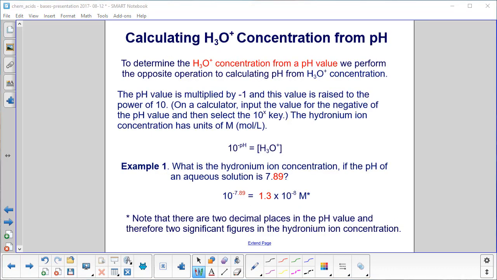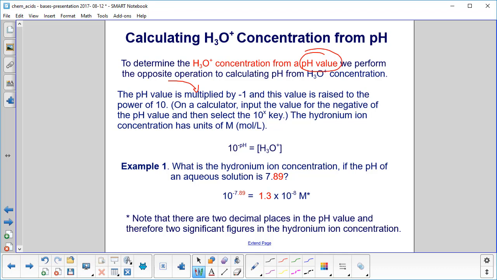What if you'd like to go the other way? You would like to find the hydronium concentration, and you're given the pH. So we're going to do the opposite operation. The first thing you do is multiply the pH value by -1, and then this value is raised to the power of 10. On a calculator, input the value for the negative of the pH value, so you'd write in -7.89, for example, and then select the 10 to the x key.